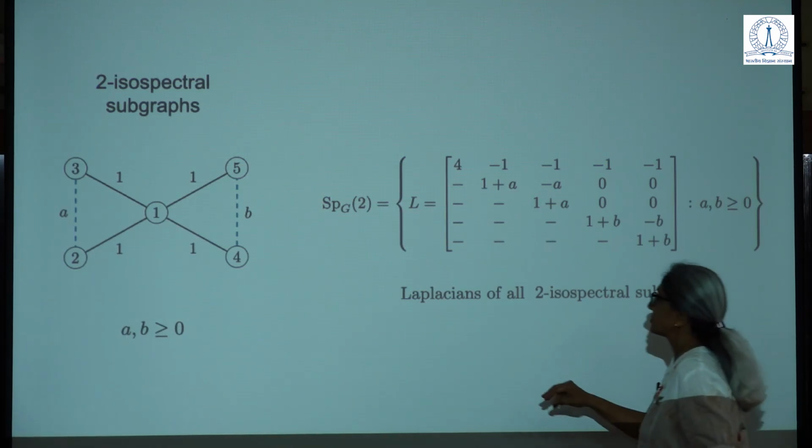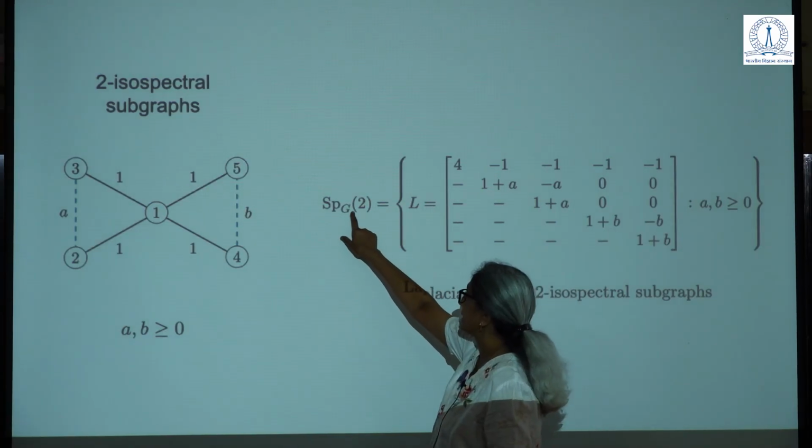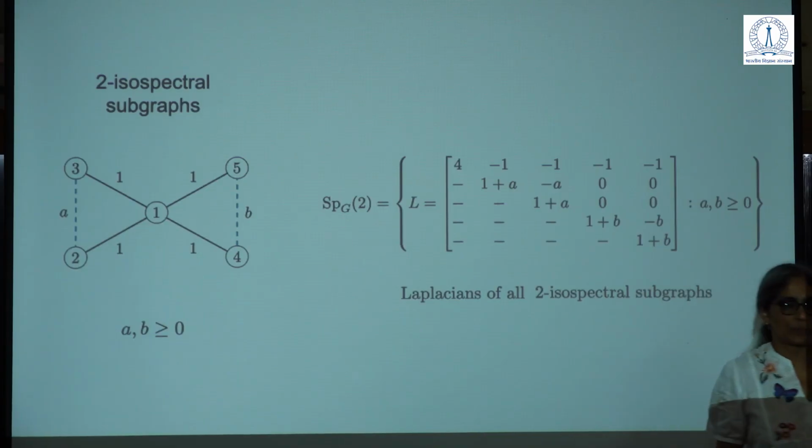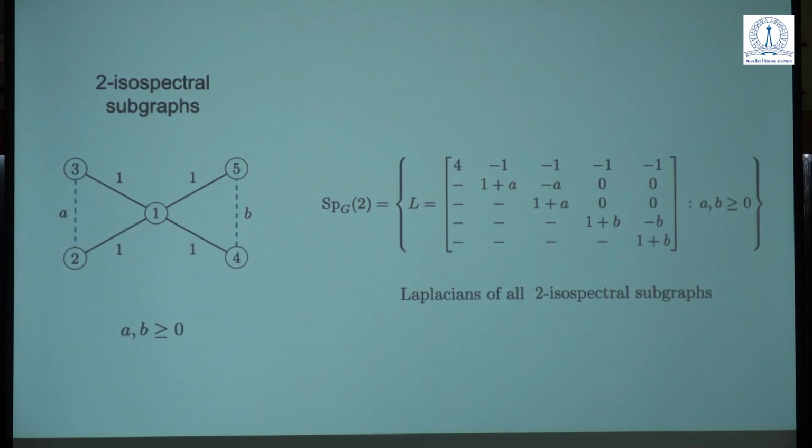I had 2 isospectral subgraphs and their Laplacians, and we'll denote it like this. SPG2 means sparsifiers of the graph G, where we have frozen the first 2 pieces of the spectrum. What's in the bracket is the K, the number of eigenvalues and eigenvectors we're freezing.